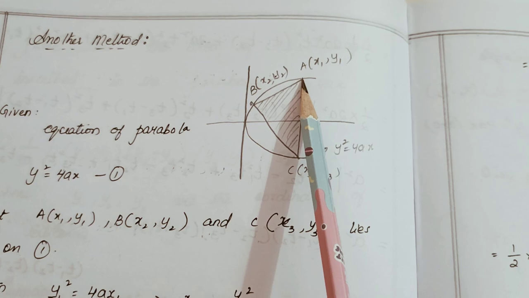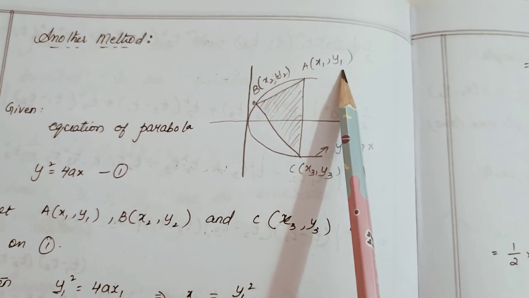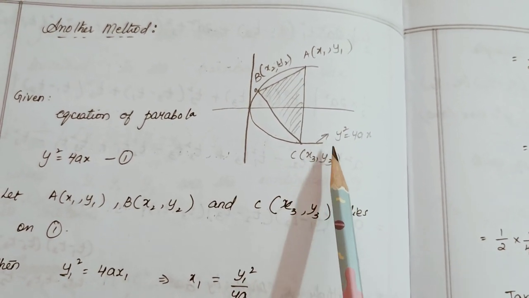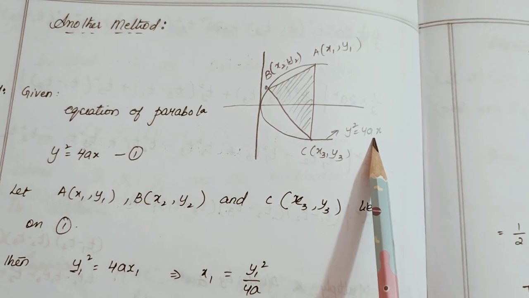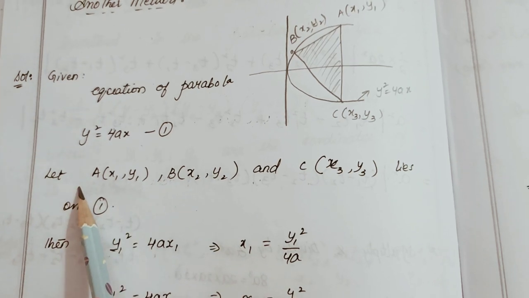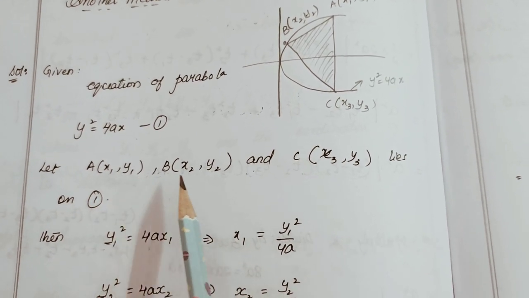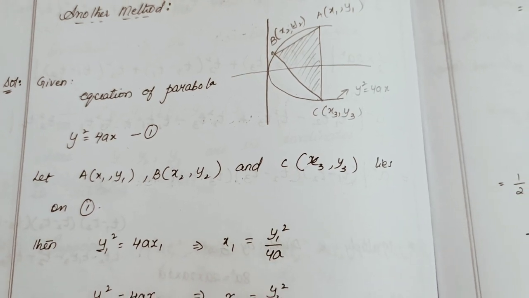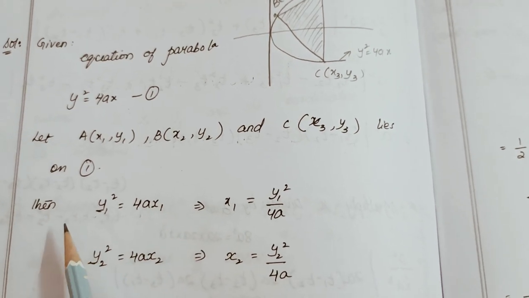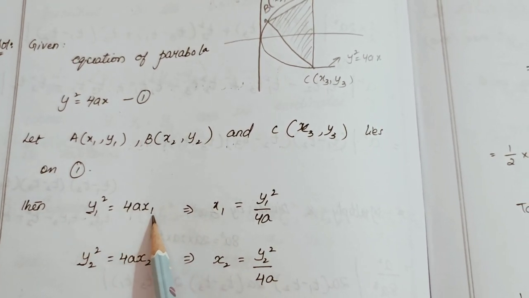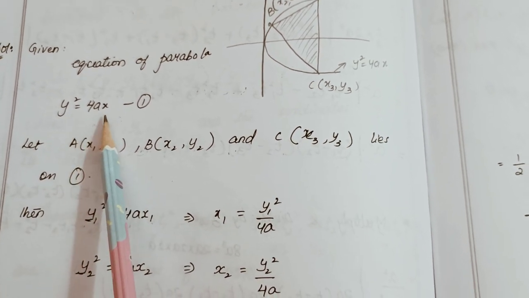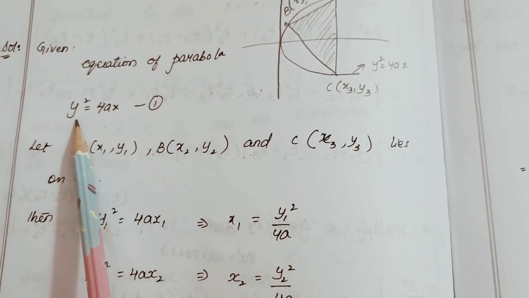Okay, so three points will be there in the triangle. One point is A, that is (x1, y1), the second point B (x2, y2), and C (x3, y3), and the parabola is y² = 4ax. So the given equation of the parabola is y² = 4ax, and let the points A (x1, y1), B (x2, y2), and C (x3, y3) lie on it, that is on the parabola. Then y1² = 4a x1. So we are substituting x1, y1 in this equation: in place of x we write x1, and for y, y1.